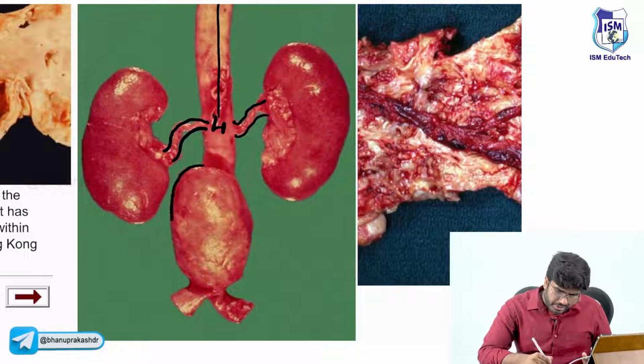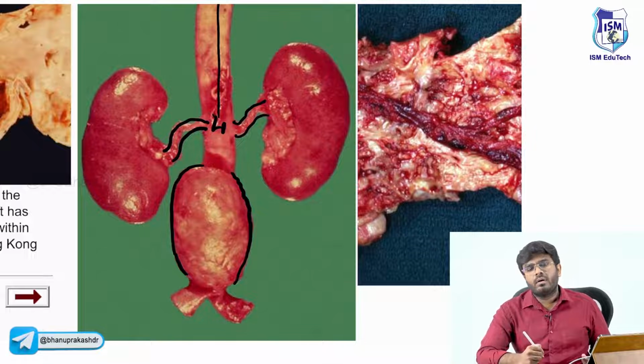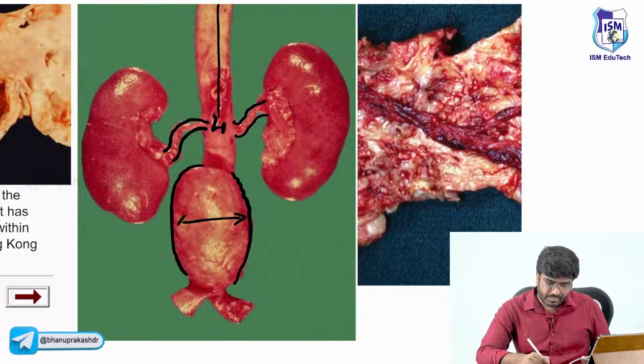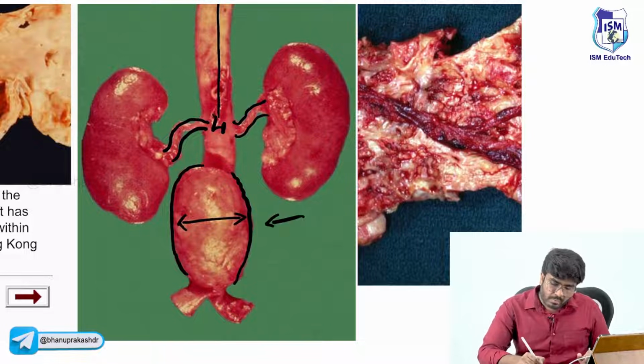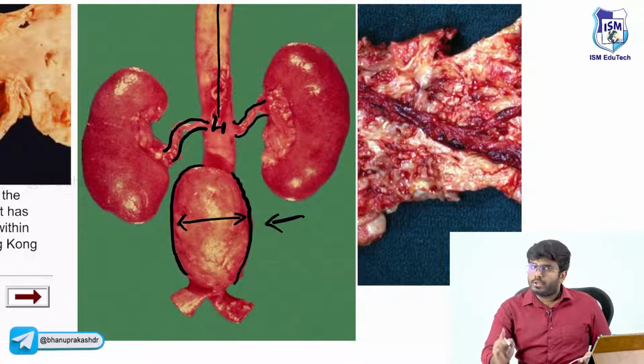Are you able to appreciate here what happened? This part of the abdominal aorta has developed atherosclerosis, and here you can also see the aneurysm, the dilation. The abdominal aorta is totally dilated. Why? Because of the atherosclerosis. This is the most common site of atherosclerosis. You know, the abdominal aorta is the most common site of atherosclerosis, but where?